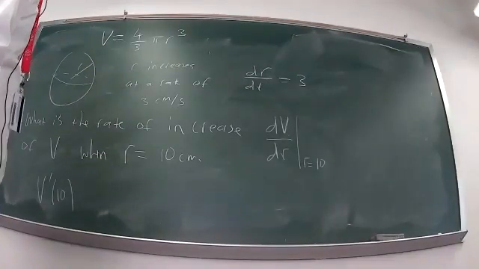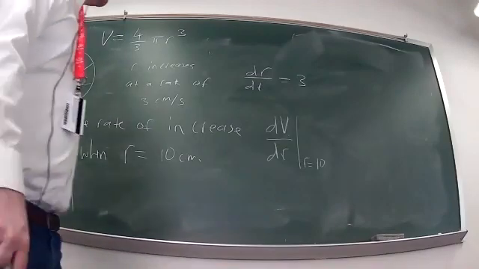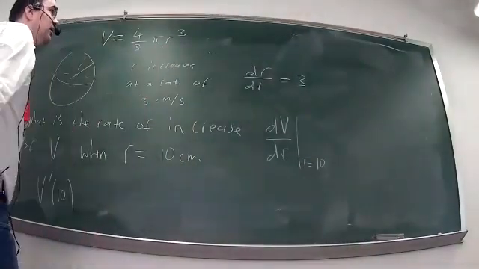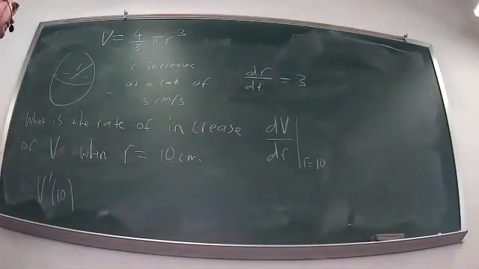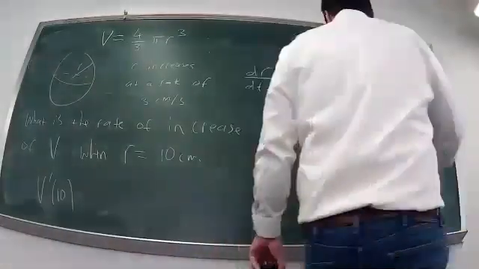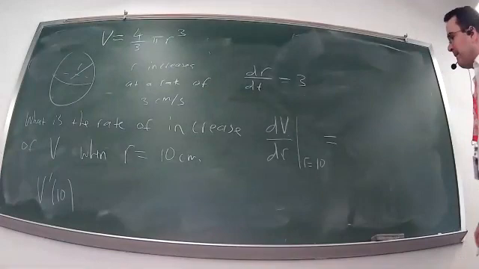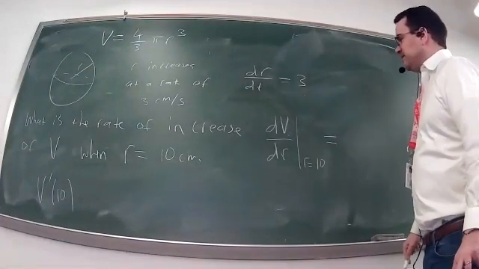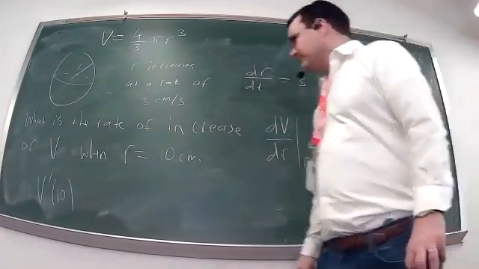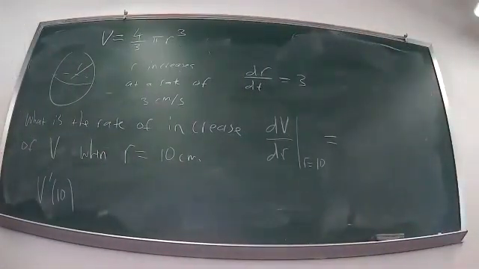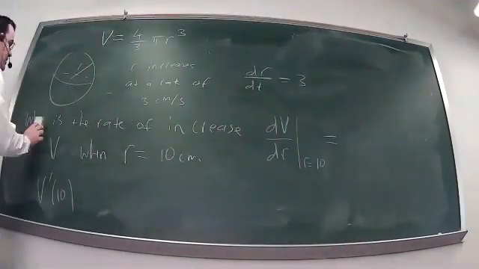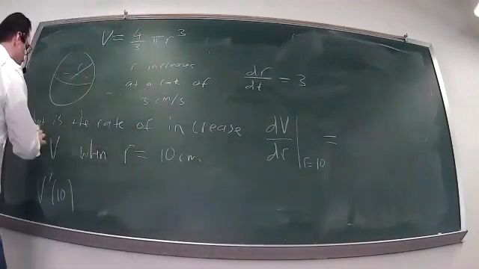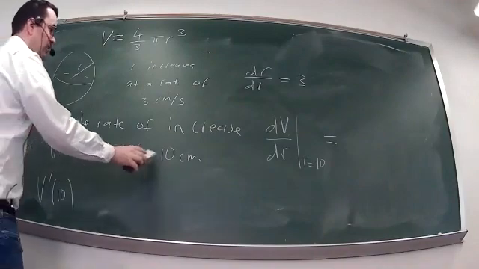How can you do this? Because you've got v as a function of r, and you've got r as a function of t. What's the rate of increase when r is equal to 10? So you can use the chain rule for this. So this is going to be... I'm messing this up a little bit in my mind. I misstated what this was asking for, because what is the rate of increase of v when r is equal to 10?